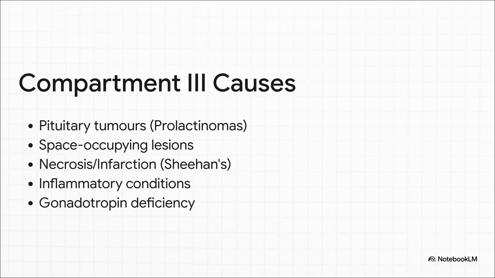The most common villains here are actually pituitary tumors, specifically prolactinomas. But we also have to look out for space-occupying lesions or tissue necrosis. A wild example is Sheehan syndrome, where a severe postpartum hemorrhage literally starves the pituitary of blood, causing severe infarction.